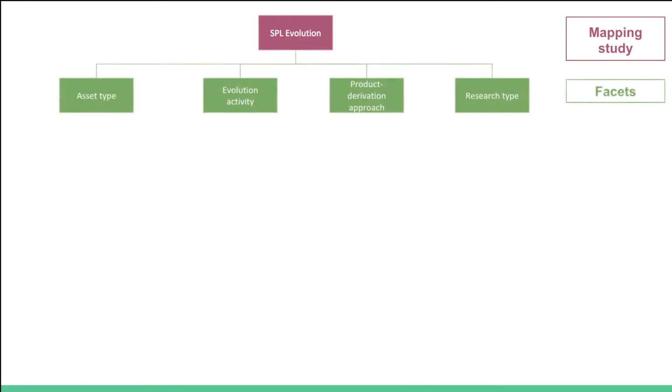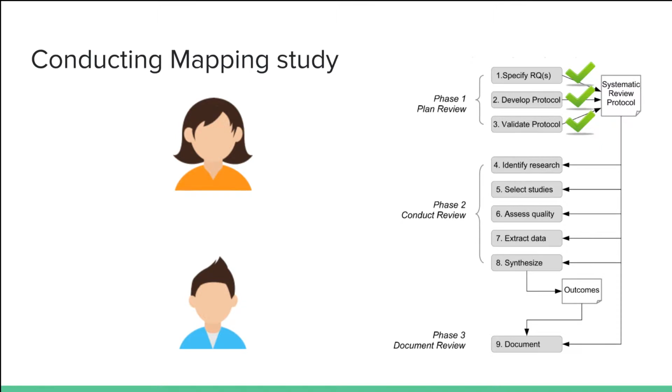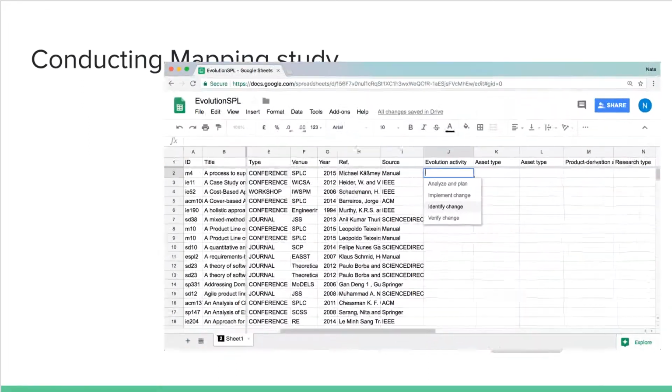One of the outputs of the protocol is the classification scheme. SPL Evolution Mapping Study has defined 4 different facets. For each facet, he had already defined which are the possible codes. After that, they started to conduct the review, identifying the research, selecting the studies, and assessing their quality. Now Nate is ready to start with the data extraction phase.